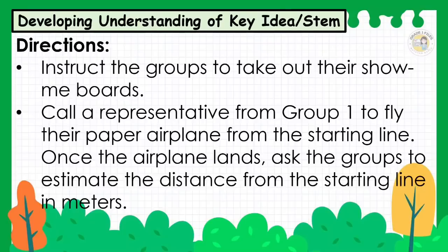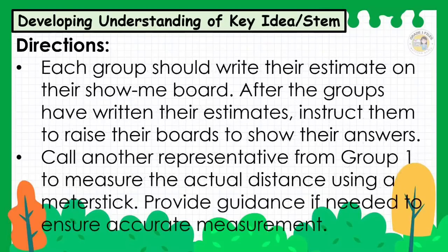Once the airplane lands, ask the groups to estimate the distance from the starting line in meters. Each group should write their estimate on their show me board. After the groups have written their estimates, instruct them to raise their boards to show their answers. Call another representative from Group 1 to measure the actual distance using a meter stick.